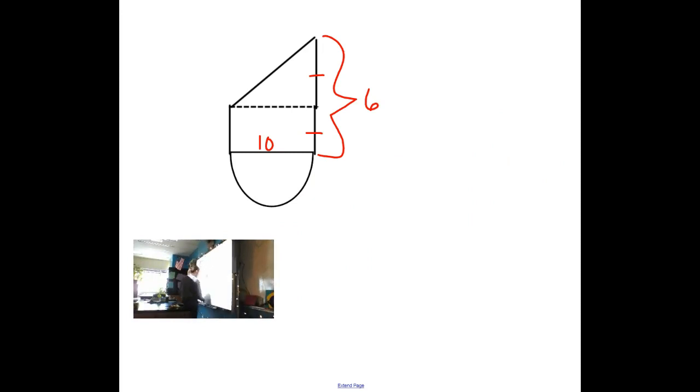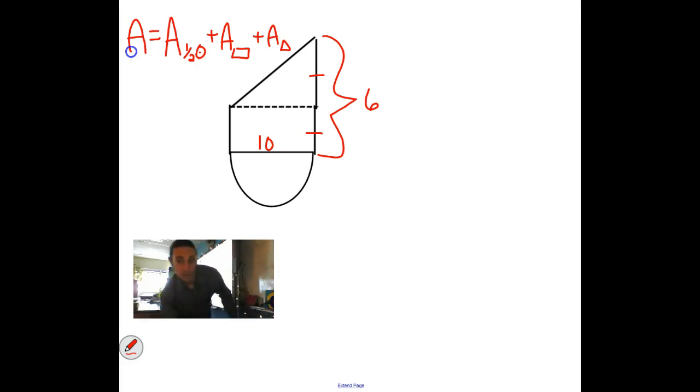So here, if I want to find the area of the entire thing, I would say, okay, well, I've really got three figures I'm trying to deal with. The total area is equal to the area of the half circle, I guess that's called a hemisphere, plus the area of the rectangle, which is really a parallelogram, plus the area of the triangle. And each one of these things really isn't so bad if you just break it down into parts. So let's figure out each part.